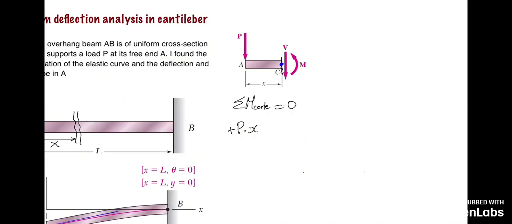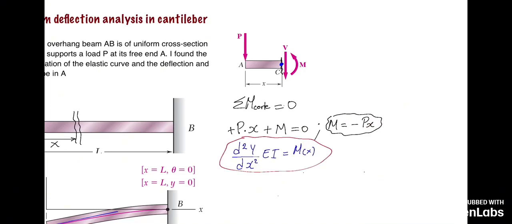Done. The next moment is this internal moment M. So it is also counterclockwise, so it will be plus M. The load V does not generate a moment because it is on the cut. Then I close the equation by setting it equal to 0. If I isolate the internal moment here, the internal moment will be minus P times x. And from the value of the moment, we go to the differential equation.